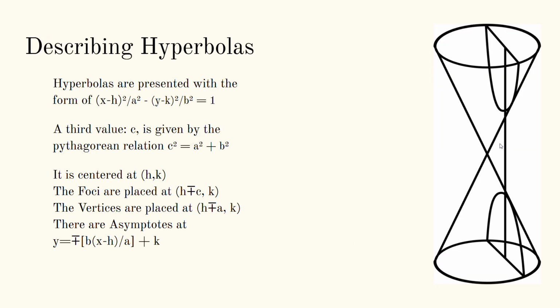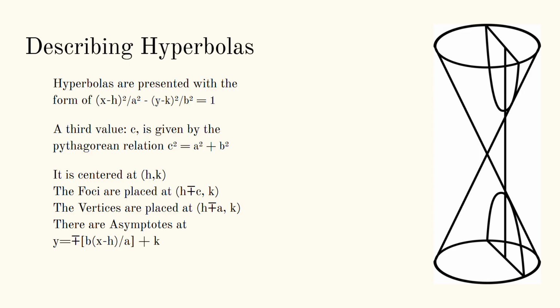So how can we describe hyperbolas? They're presented with the general form of (x minus h) squared divided by a squared, subtracting (y minus k) squared divided by b squared, and setting this all equal to 1. A third value c is derived from the Pythagorean relationship of c squared equaling a squared plus b squared.